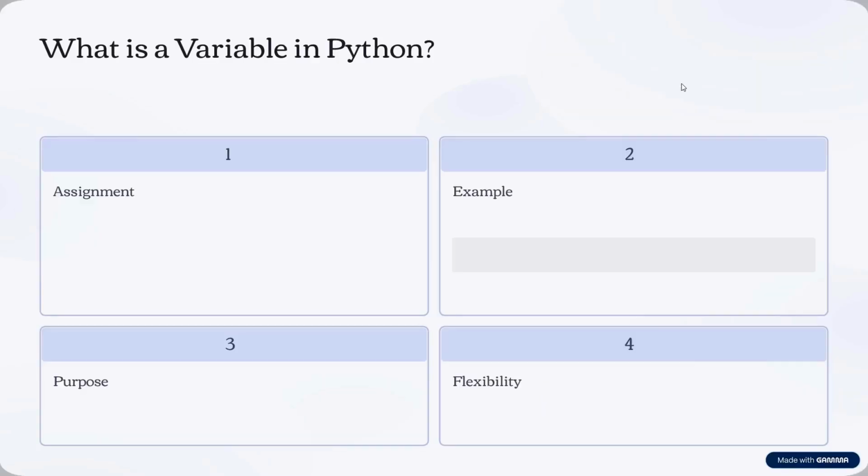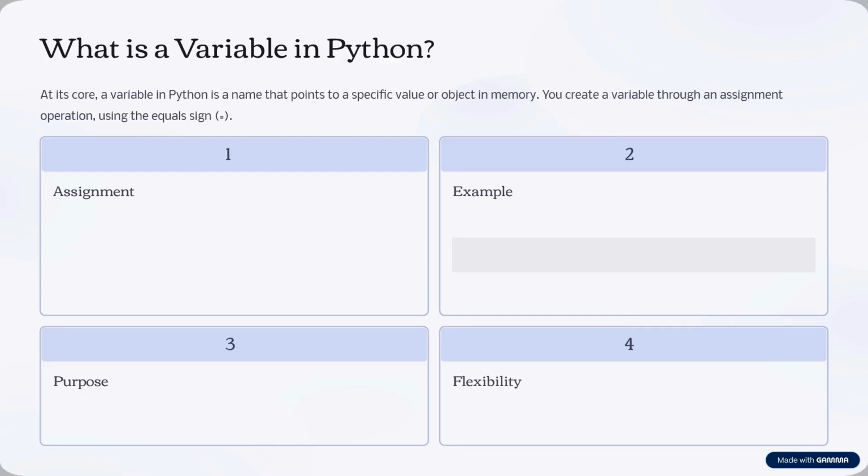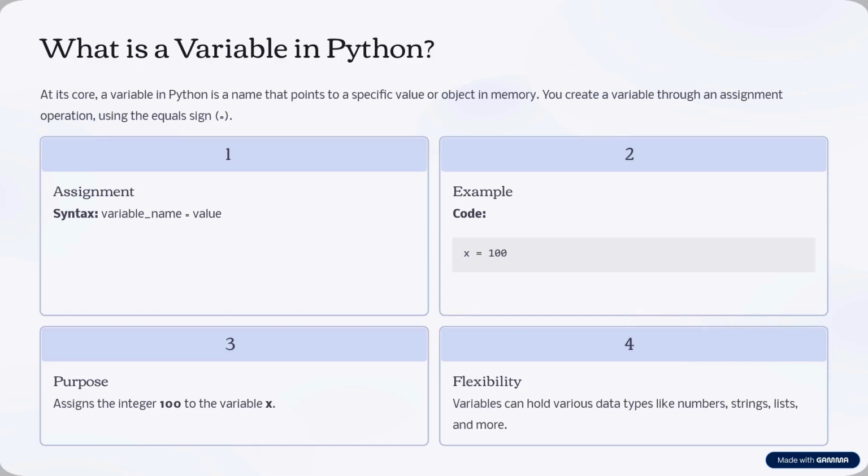Next, we have what even is a variable in Python. At its core, a variable in Python is a name that points to a specific value object in memory. You create a variable through an assignment operation using the equal sign. For the assignment, we just have the variable name, equal, and the value we want. In the code, we just use x = 100. The purpose of this is to assign the integer 100 to x, which is the variable. And for flexibility, variables can hold various data types like numbers, strings, lists, and more.